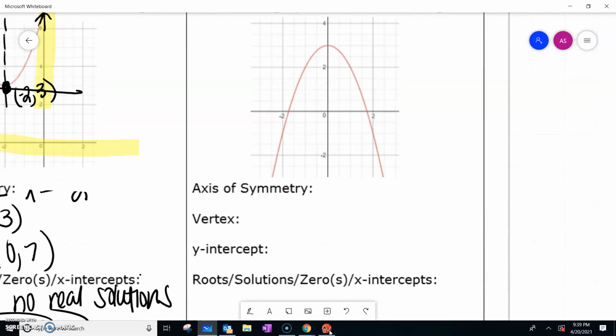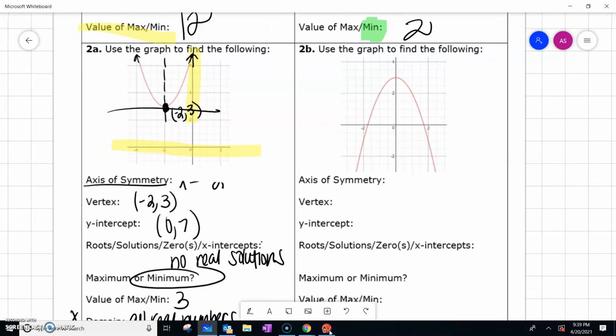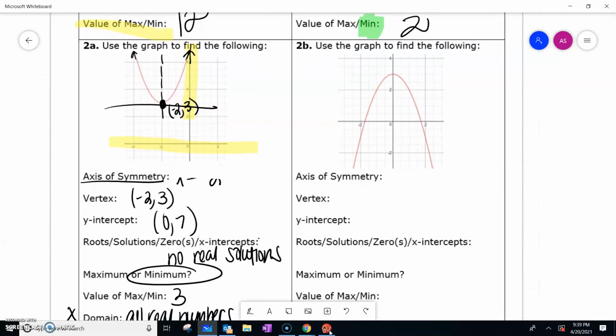All right, 2b, they gave us a graph this time, so we want to find our key features. This time I can draw it in for you so you can see exactly what each key feature looks like. So my axis of symmetry, again, we said it's our imaginary line that goes straight through our vertex and splits our function in the middle. Okay. So if we look, it's crossing right through 0 on the x-axis. So it's going to be x equals 0 for our axis of symmetry.